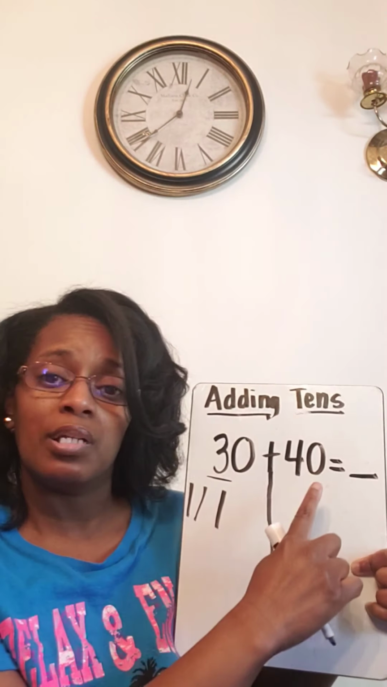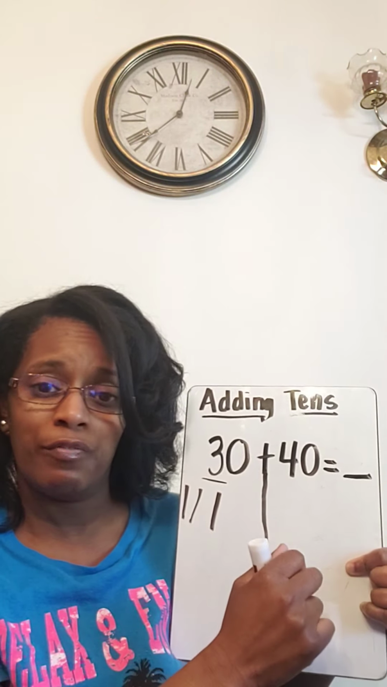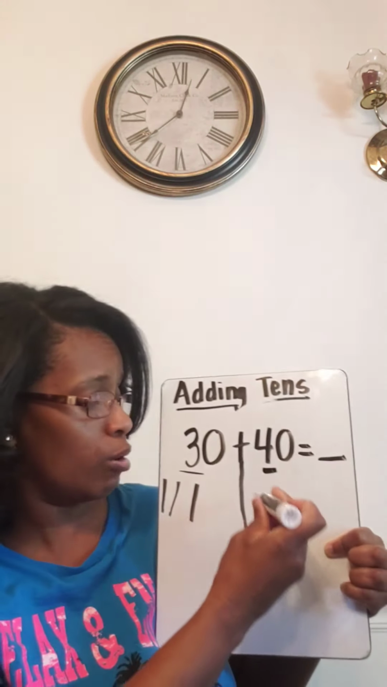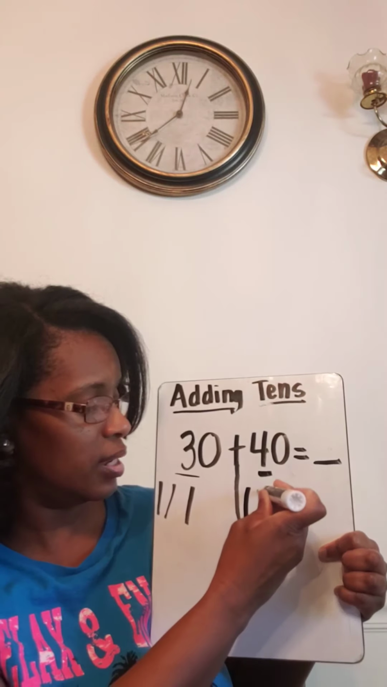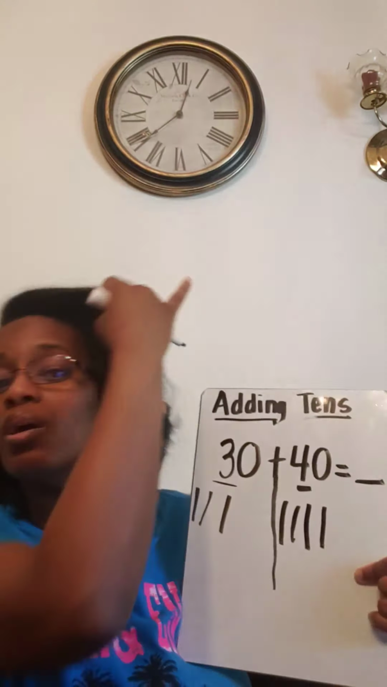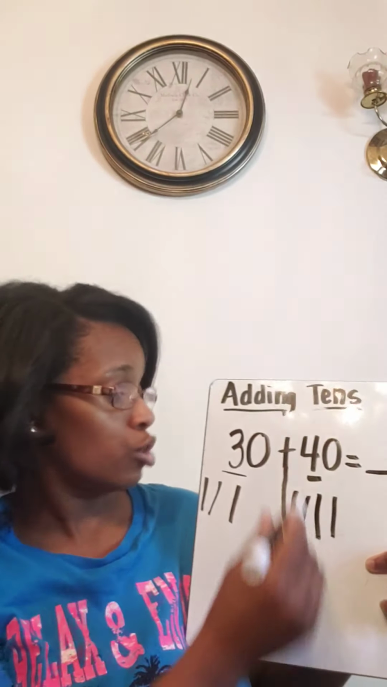Then we did the same thing to 40. How many tens are there in 40? Yeah, the first one is the tens. So there are 4 tens. 1, 2, 3, 4. How many ones are there? There are 0, okay? So we do nothing.